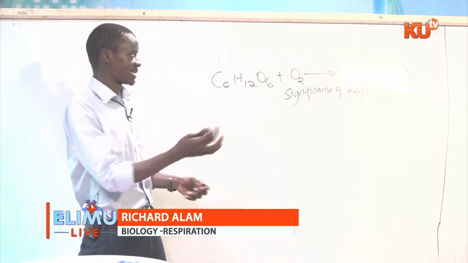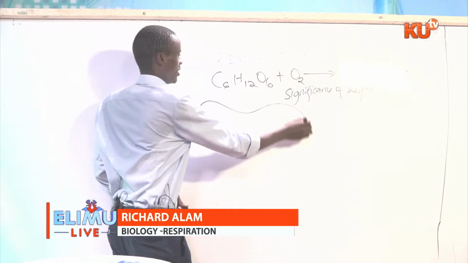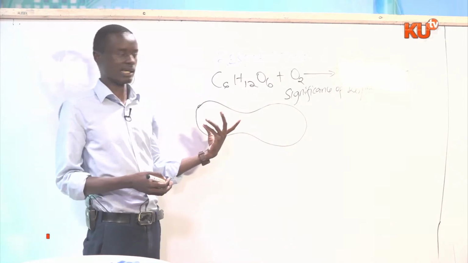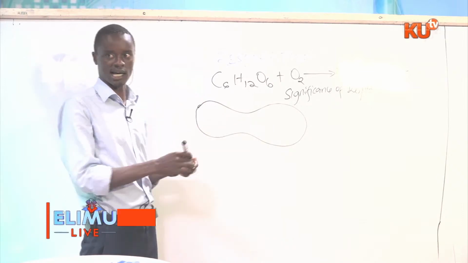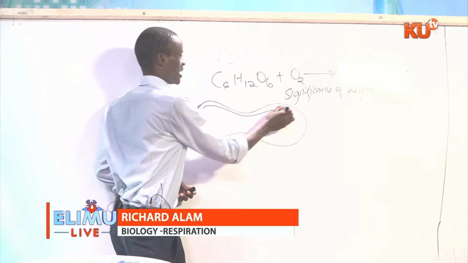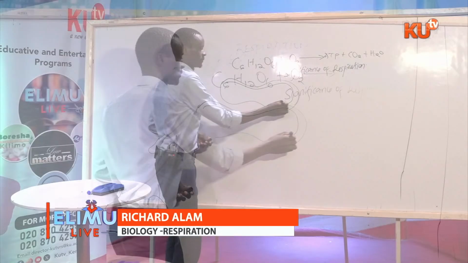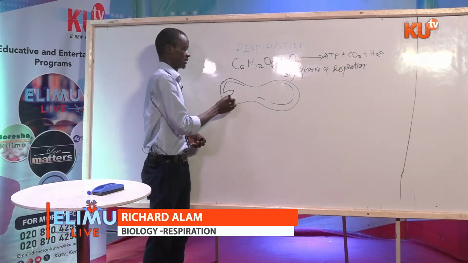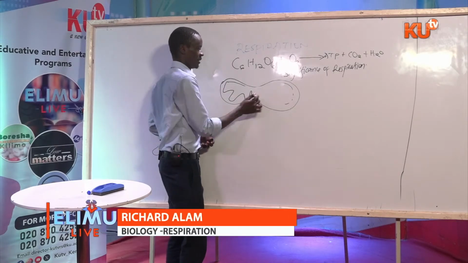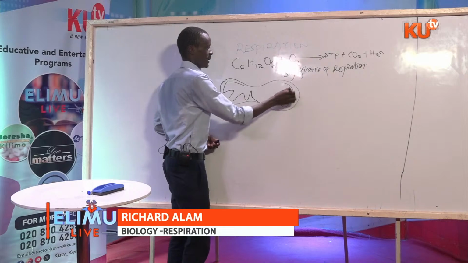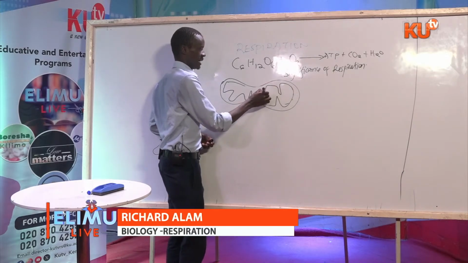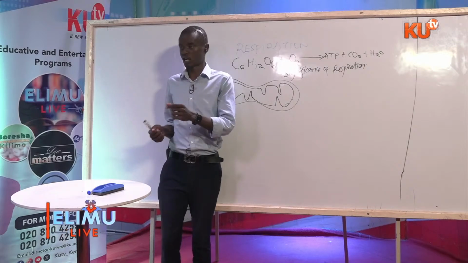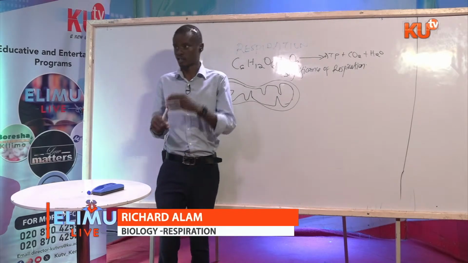Now let's see the structure of mitochondrion. This is a simple structure of mitochondrion. As you can see, we have this structure here as the mitochondrion. Let's draw it quickly. Meanwhile, keep following us. This is Elimu Live at KUTV. Keep sending your comments.